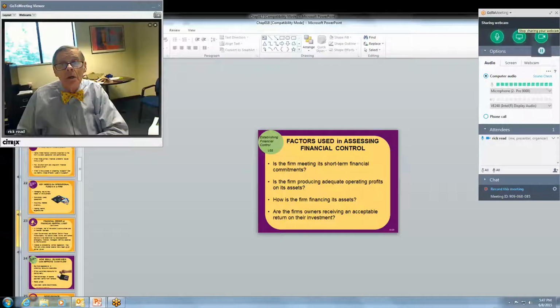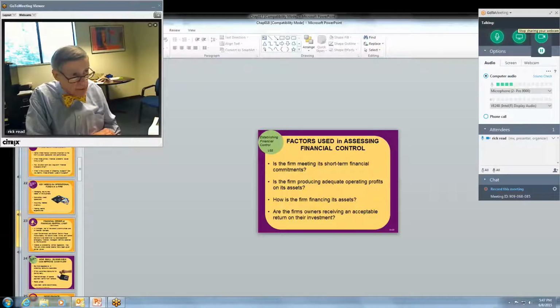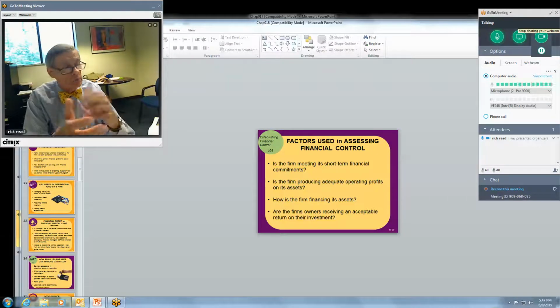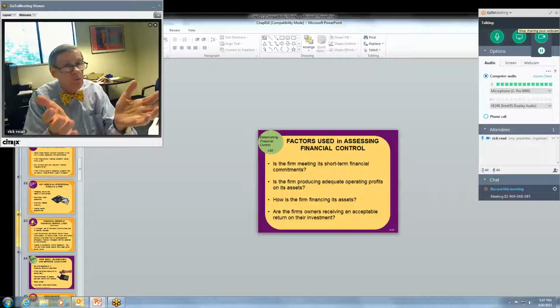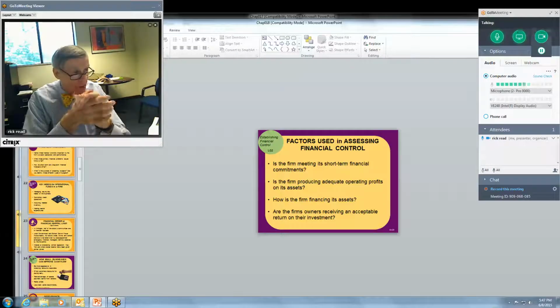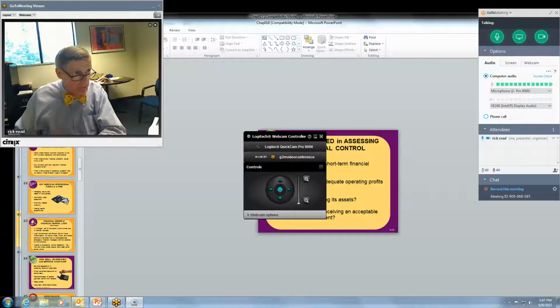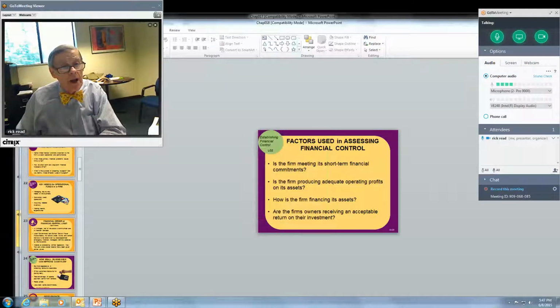These are factors that we use to establish financial controls. I say establish, notice they talk about assessing here, but I think we have to establish what we're going to look at first and then use them to assess where we are. So are we meeting our short-term goals, short-term commitments? Are we making enough money? In other words, are we generating a profit?